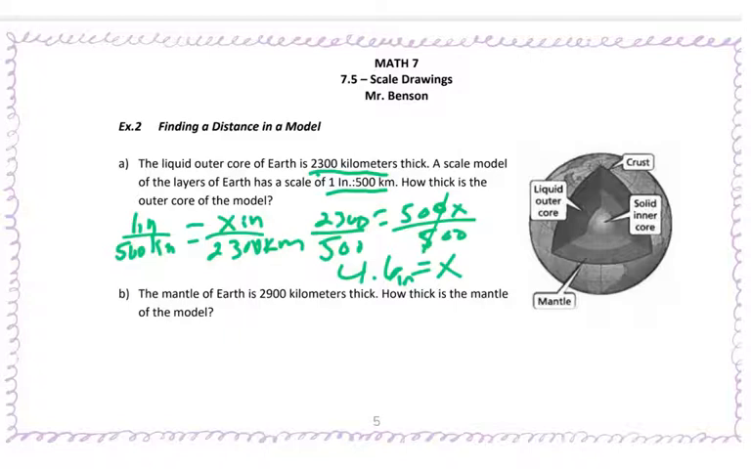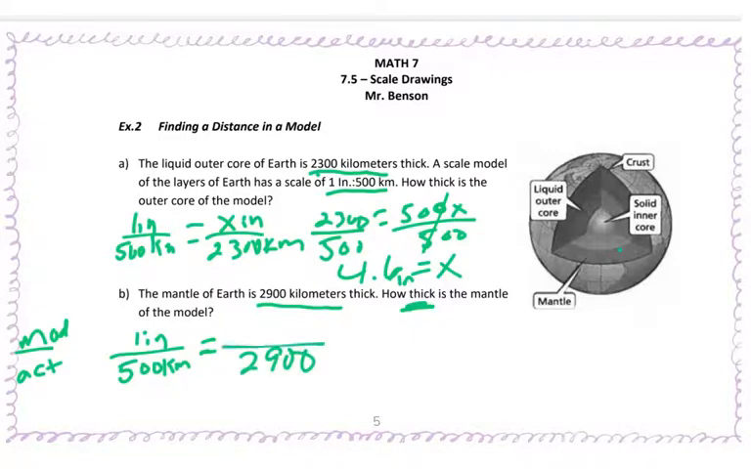Then it says the mantle of the Earth is 2,900 kilometers thick. How thick is the mantle on the model? Well, again, I'm going to use that scale factor of 1 inch is 500 kilometers. I'm going to set that equal to, I'm solving for the thickness of the model. So the model is on top here, the actual is on the bottom. You might want to put those words there to help you keep your ratio straight with your proportions so you don't mix those up. Then my 2,900 will go in the denominator, and I'm solving for my numerator.